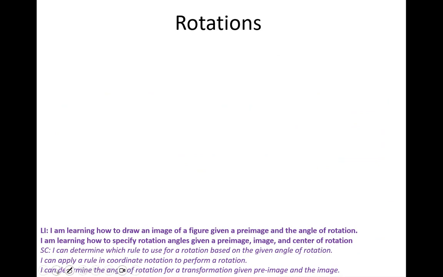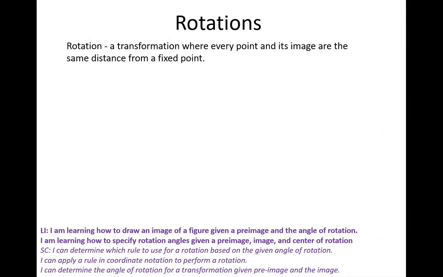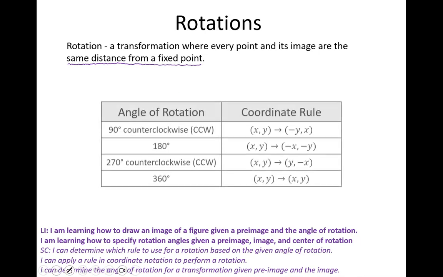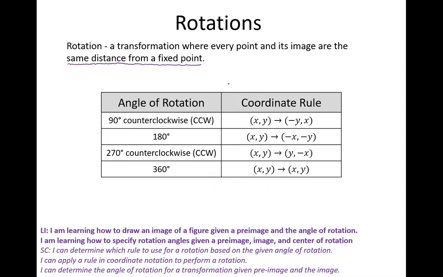Here we go. First of all, rotations. A rotation is a transformation where every point and its image are the same distance from a fixed point. I do realize you need to write that down, so maybe pause the video and write it down. This phrase, same distance from a fixed point, is basically the definition of a circle, and rotations are all about rotating around a circle. So that's pretty convenient.